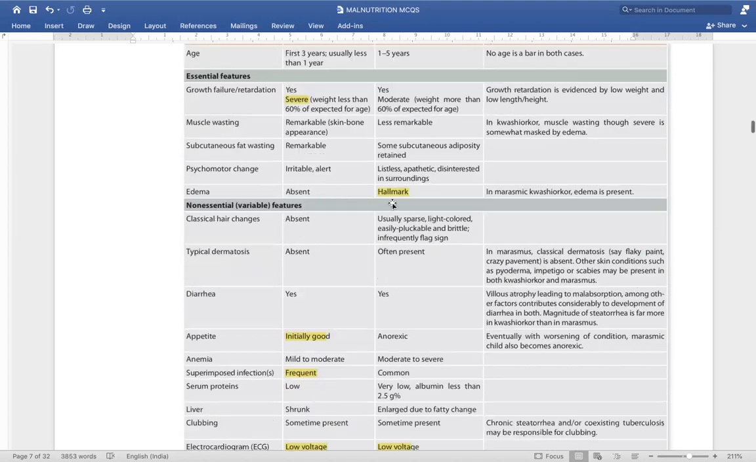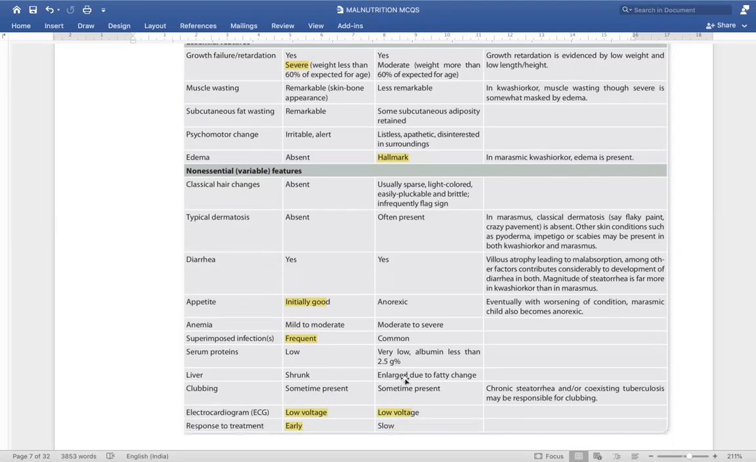Okay. So edema is a hallmark of your kwashiorkor. And apart from that, appetite is very important. Appetite will initially be very good in marasmus, and in later stages, the appetite may go when the child is severely wasted. However, anorexia, that is loss of appetite, is characteristic in kwashiorkor. And superimposed infections are very frequent in a marasmic child. They will occur in kwashiorkor also, but not so frequent as in a marasmic child.